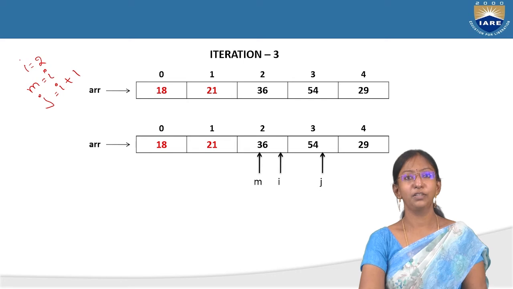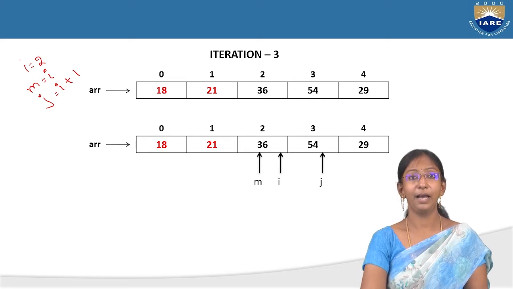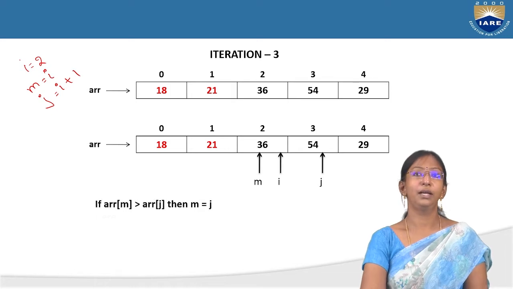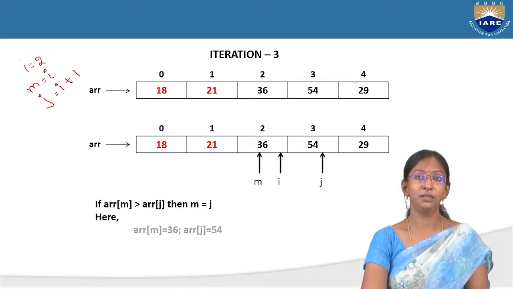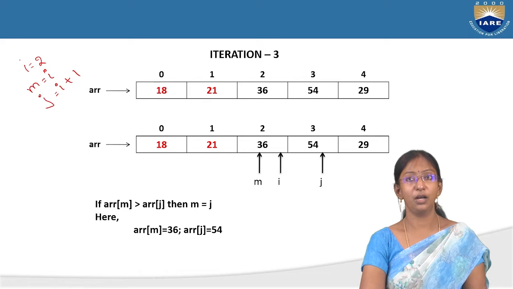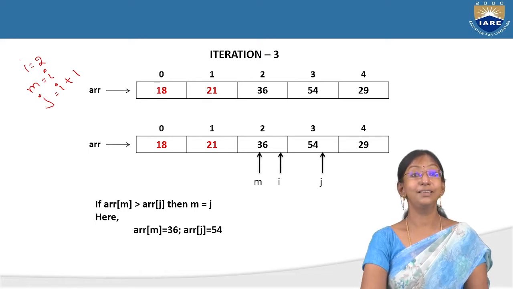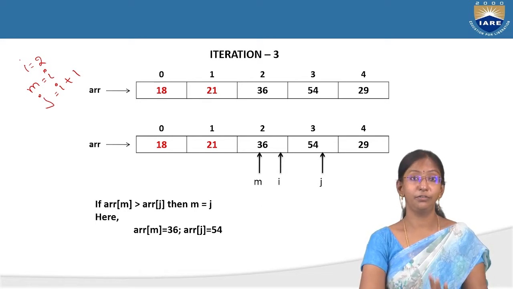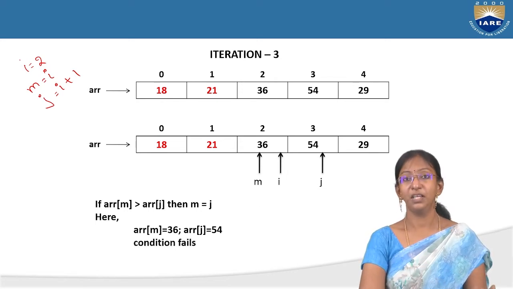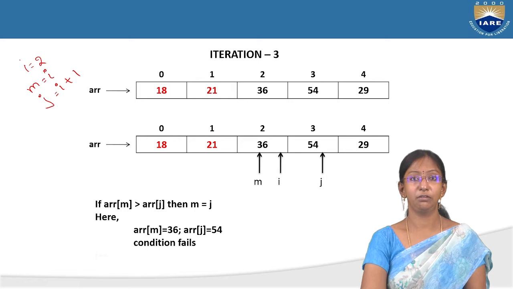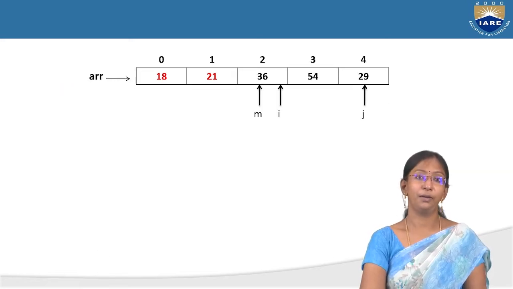Let's compare the elements pointed by M and J respectively. The elements pointed by M are 36 and pointed by J is 54. So is 36 greater than 54? The condition fails. So do not touch M, just simply increment J. I incremented J. Now J will be pointing to 29.